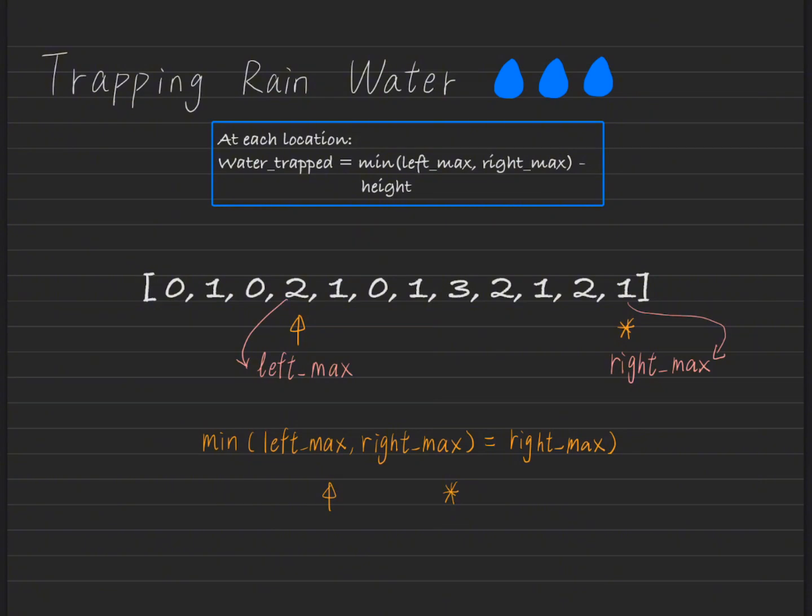Let's look at the case when the left pointer is pointing at 2 and the right pointer is pointing at 1. In this case, the left max is 2 and the right max is 1. The minimum of the two is the right max. What can we say about these two pointers now? In this scenario, we can only calculate the water trapped at the right pointer because right max is only accurate to the right pointer.